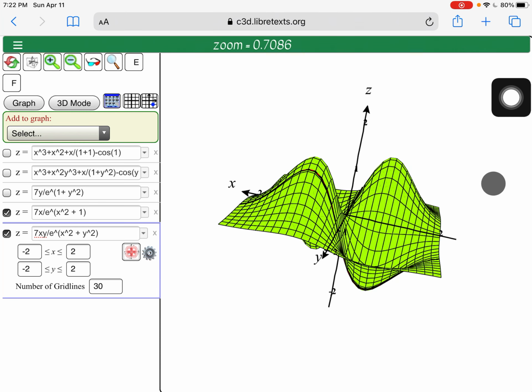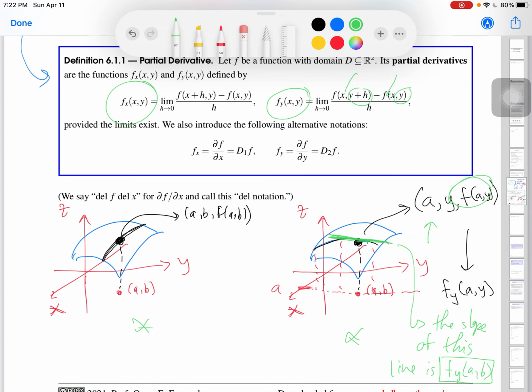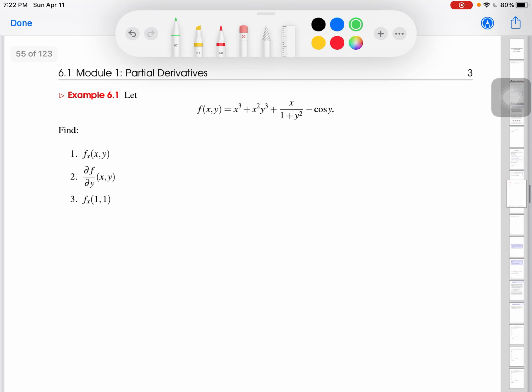Okay, so this has been just a very quick introduction to partial derivatives from the graphical side. And now that we know what we're talking about, let's go back to the examples and actually calculate some partial derivatives. So example 6.1, let f of xy equal this, and let's find, first of all, f sub x of xy. So like we mentioned before, the mechanics of calculating a partial derivative: because we're calculating the partial with respect to x, every single instance of y, we think of as constant.